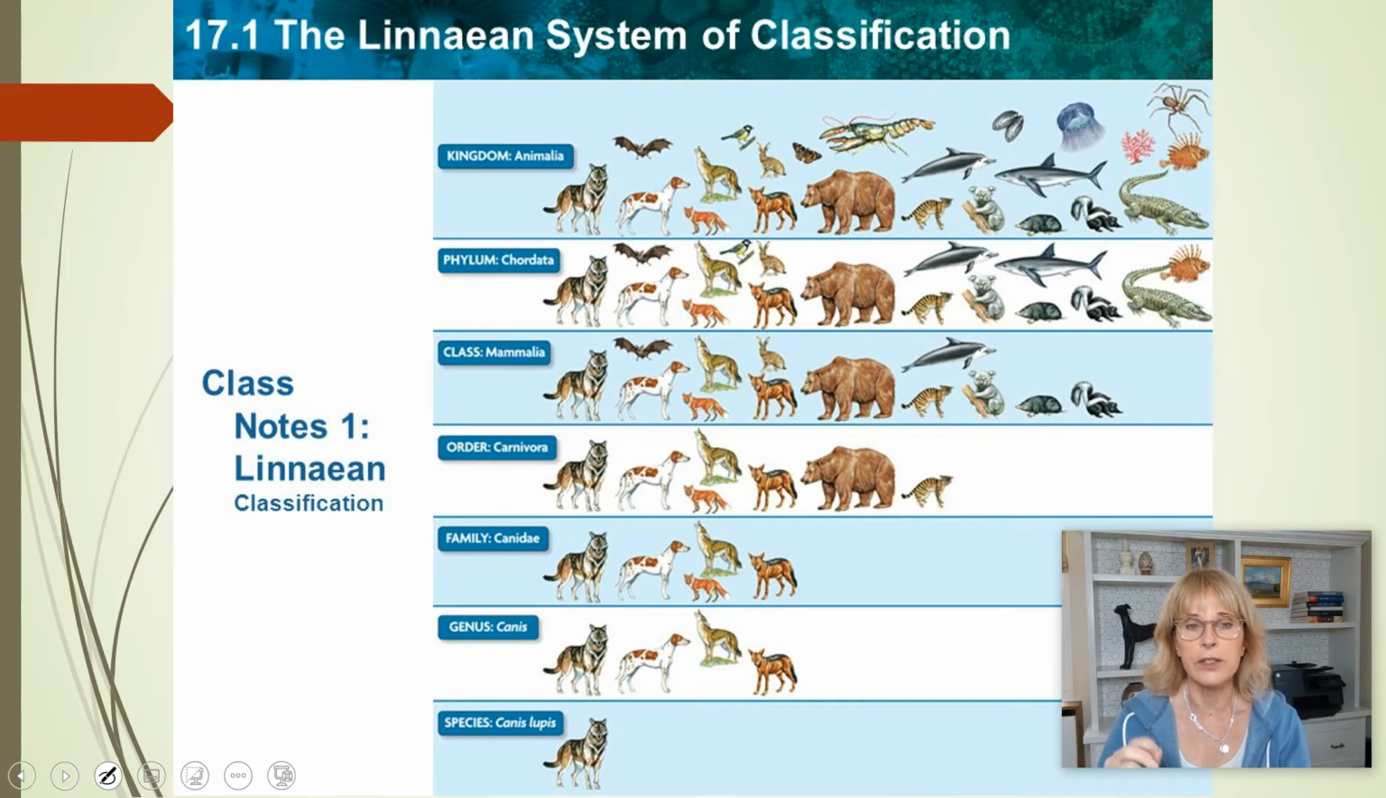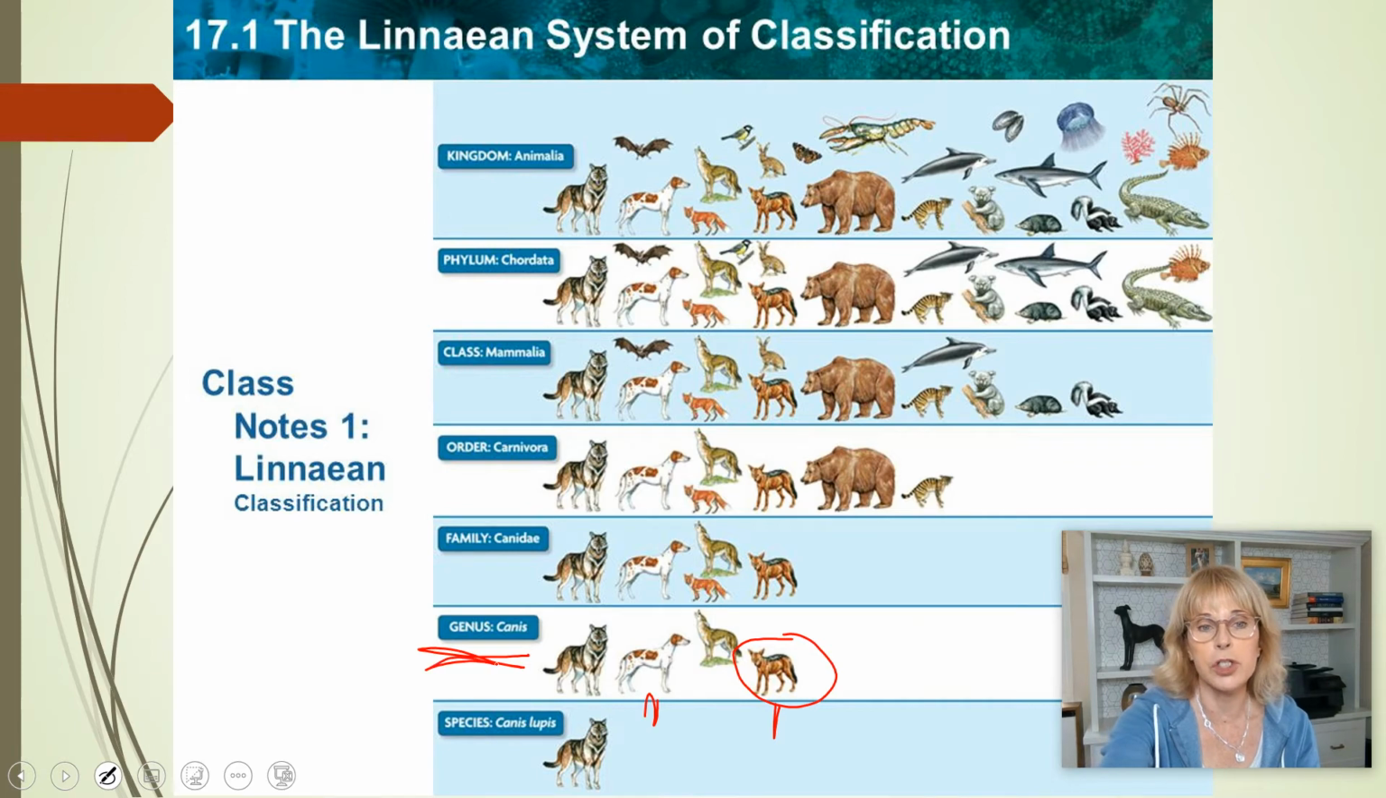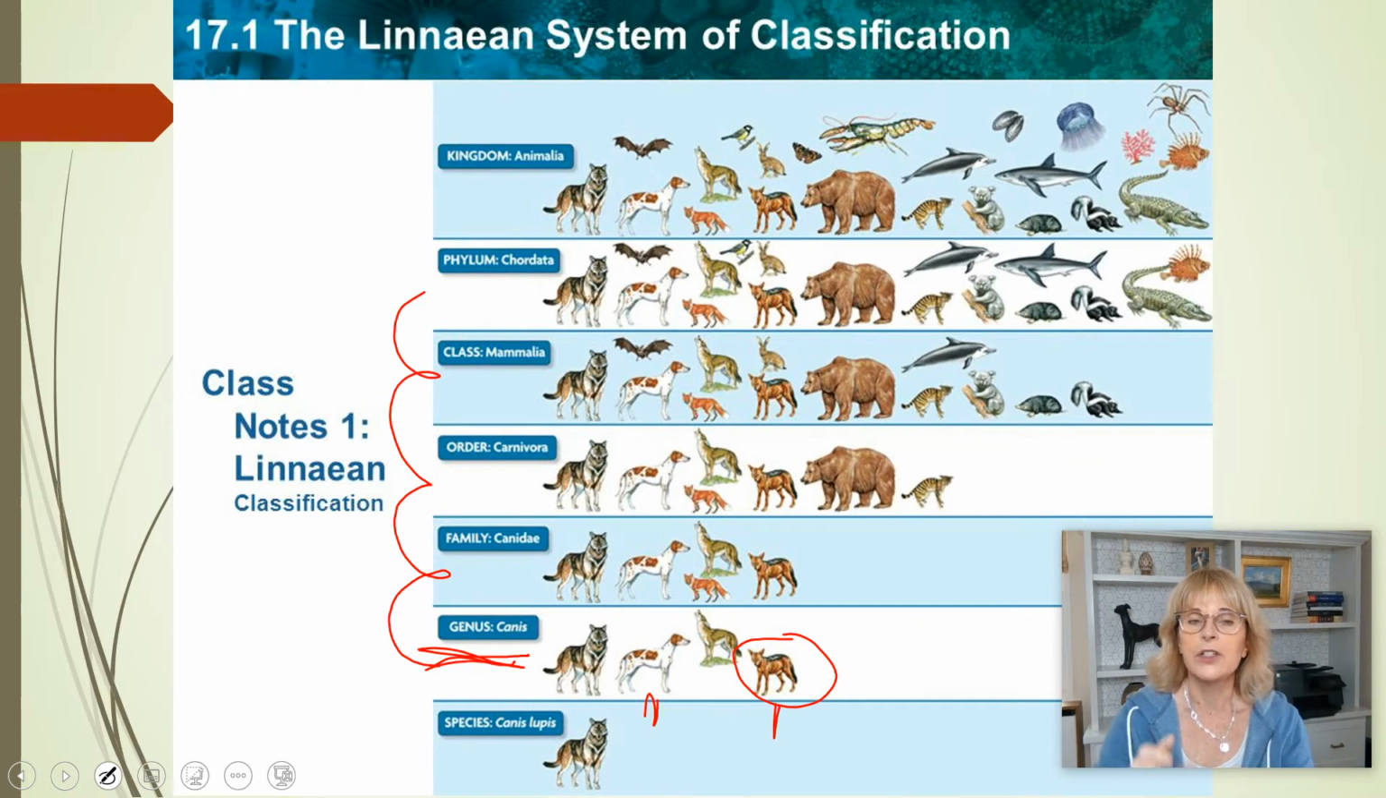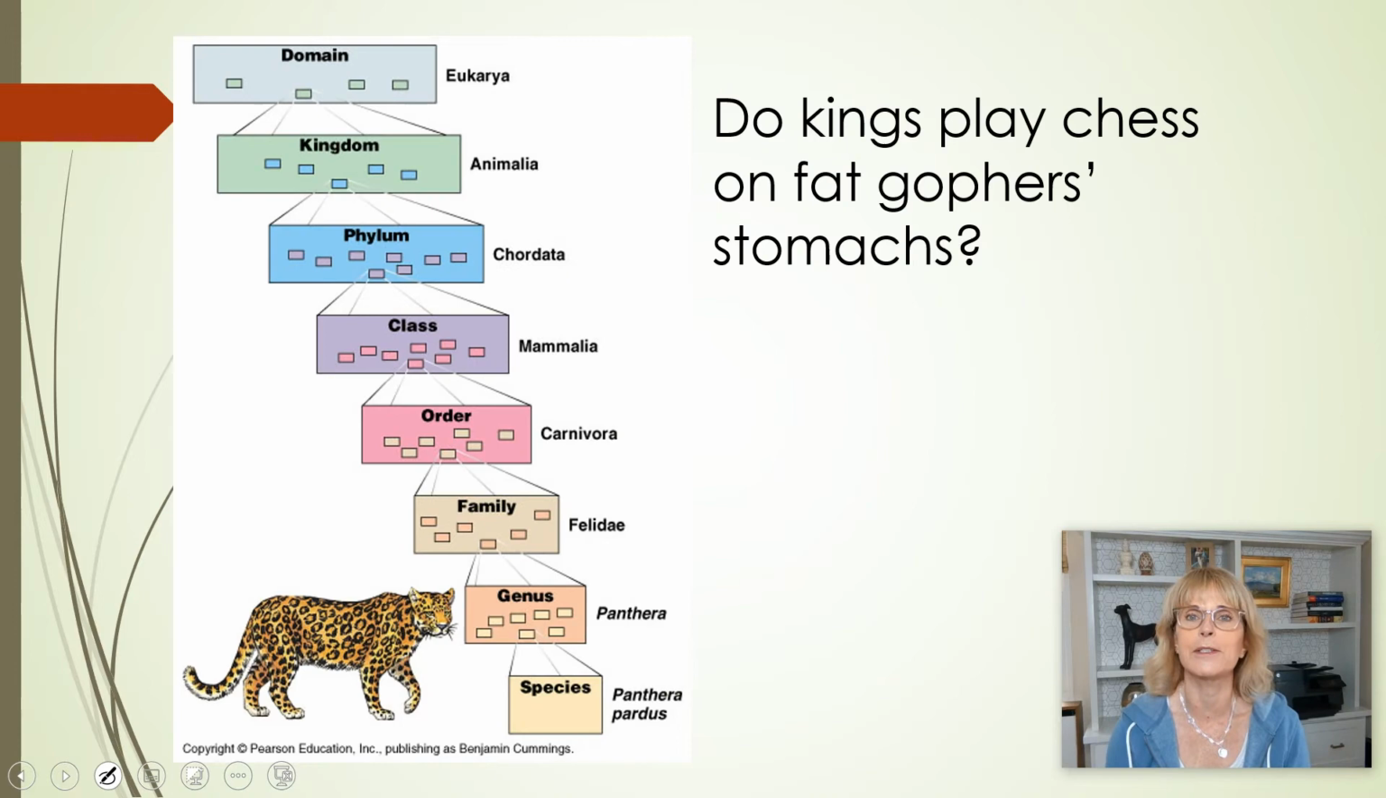One of the things you should notice is if something falls into the same genus as another animal, then because of the way the system is organized, we know everything in this genus has the same family, order, class, phylum. So if you know the order of the 'Do Kings Play Chess On Fat Gophers' Stomachs', if you know that order, you know that if there are two animals in the same family, then they are also in the same order, class, phylum, kingdom. Okay, that'll be a question on next week's quiz.